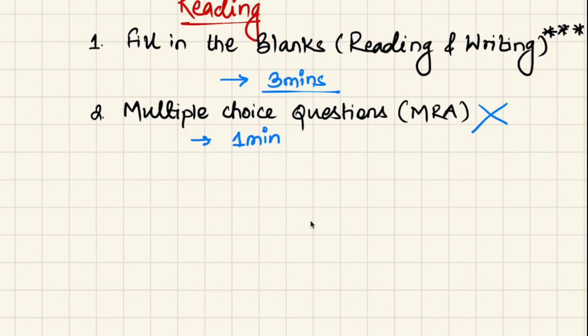The third type of question is reorder paragraph. Now, in terms of importance, reorder paragraph would come between more important questions and less important questions. So it's almost in the middle. For this question, I recommend that you spend 2 minutes only.